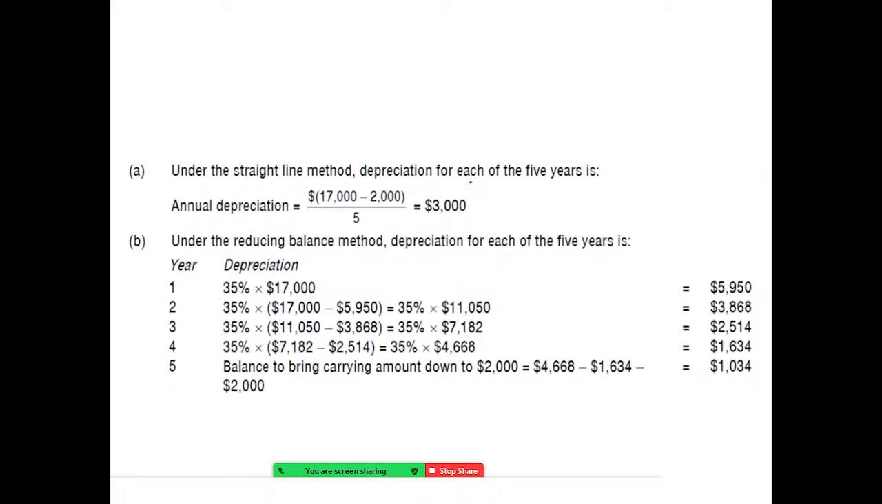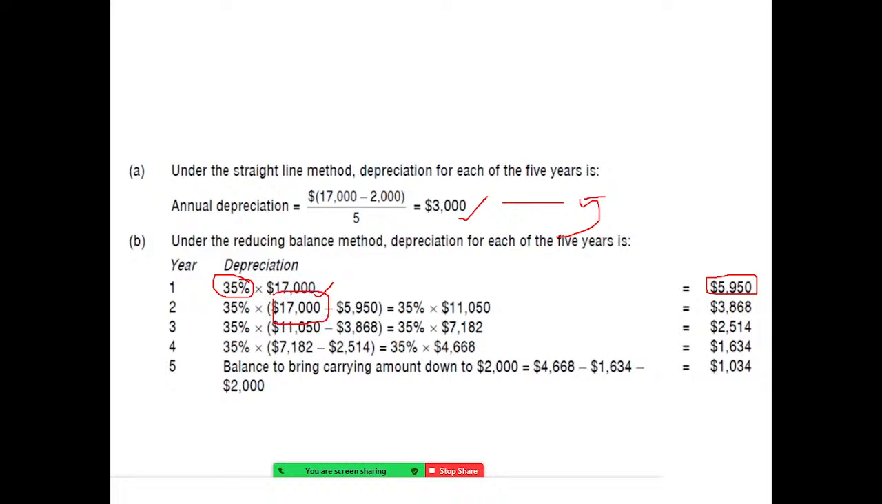Here is the answer. Under the straight line method, the depreciation amount is 3,000 per year. So for all 5 years it will be 3,000. Under the reducing balance method, the depreciation for each of the 5 years is calculated on 17,000. So no need to deduct 2,000, right? Sorry for the mistake. 17,000 into 35%, and the depreciation for the first year is 5,950.